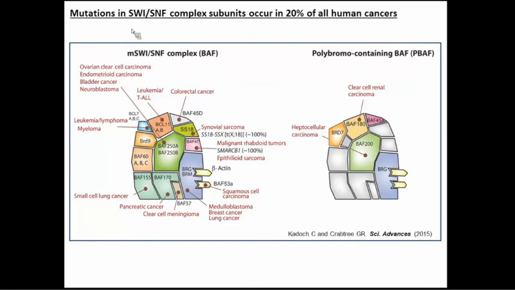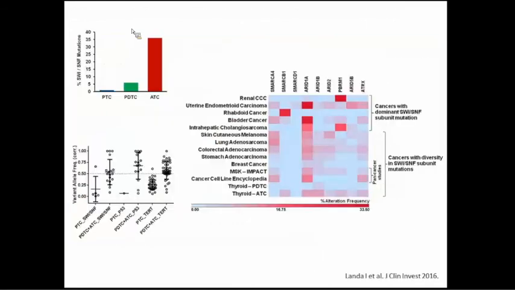So the nomenclature of these complexes is complicated because two groups call them differently, but bottom line is there are two main complexes. One is called BAF, the other is called PBAF. And essentially they have ATPase activity, and what they do is the following. Sorry, before I do that, I'm a little ahead of myself. This again is the overall frequency of these SWI/SNF mutations in poorly differentiated and anaplastic thyroid cancers.